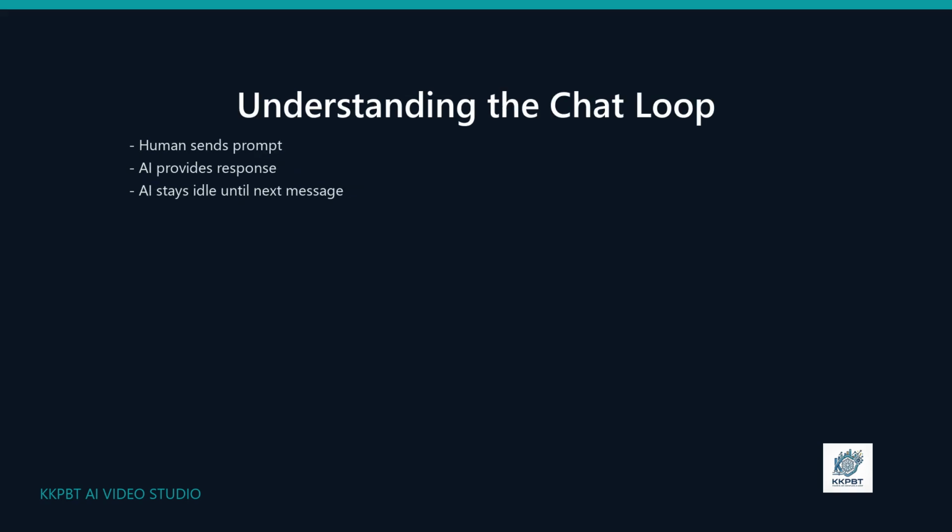A chat loop is what most of us use daily with standard AI chatbots. You type a prompt, the AI reads it, gives an answer, and then completely stops. It sits idle, waiting for you to type the next message. It relies entirely on human interaction to move forward.